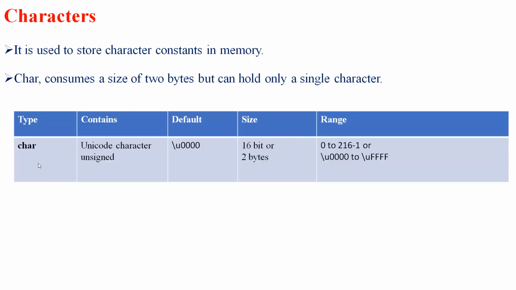So this is char, which is under the character data type. Here the size of the char is 2 bytes of memory, allocated for each and every single character, and the range starts from 0 to 2^16 minus 1 (65535). This char will contain Unicode unsigned characters.